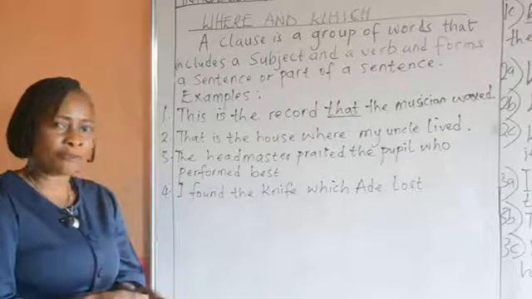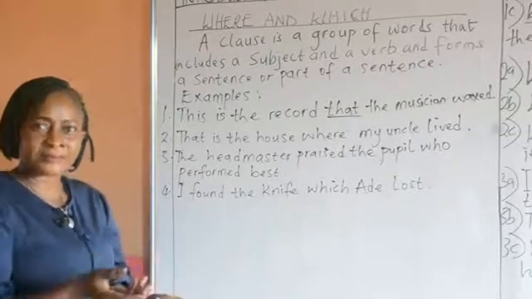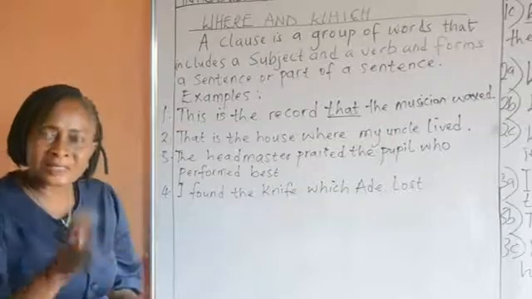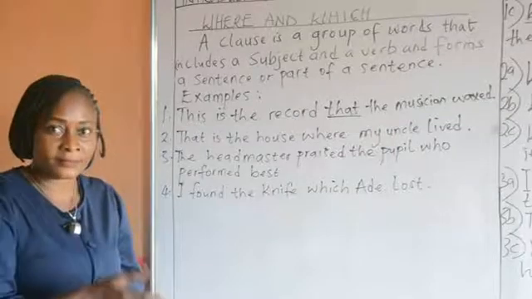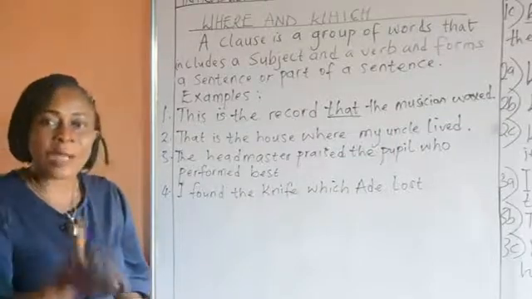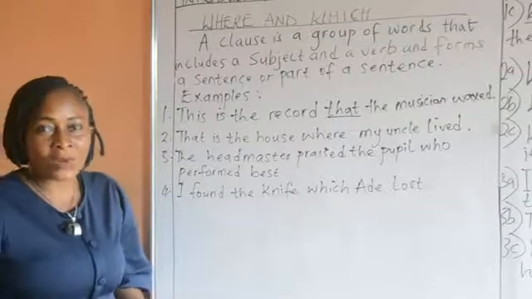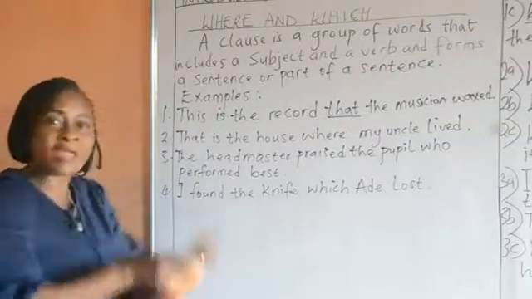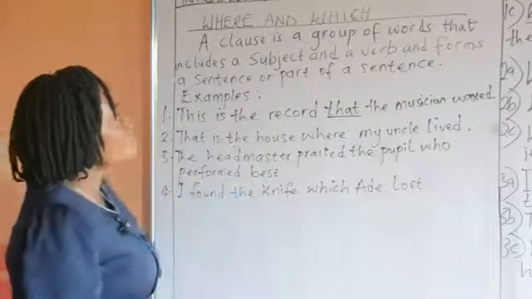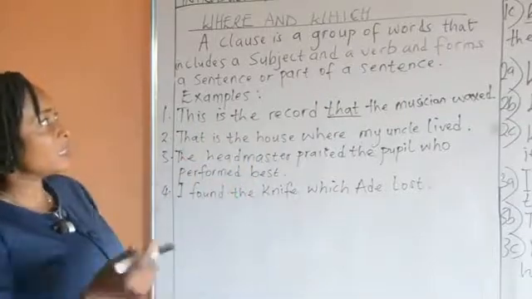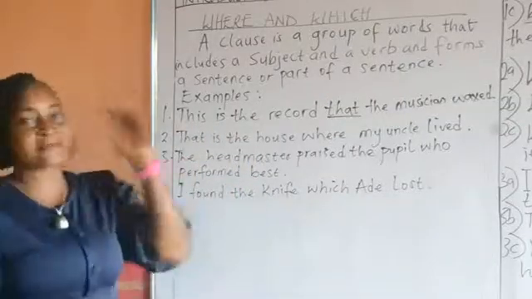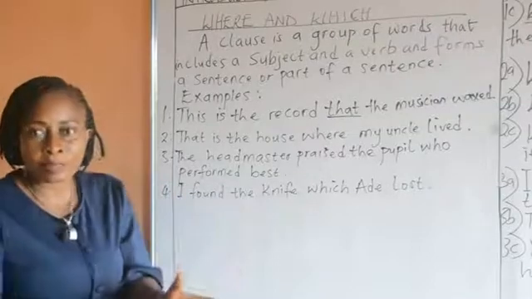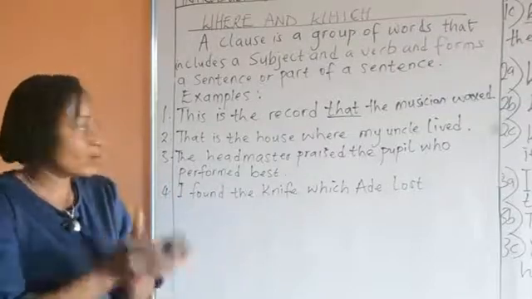Where, the word where is talking of a place, a particular place. Where did it happen? Take note of the word where. It is different from when. When is talking of time, but where is talking of a place. And the word which is also used interchangeably with the word that. It can refer to a person or a thing.